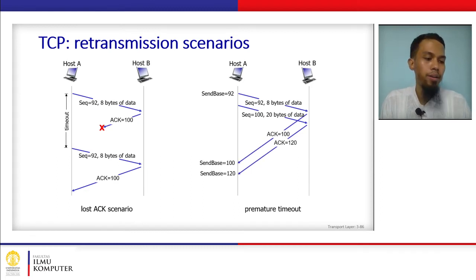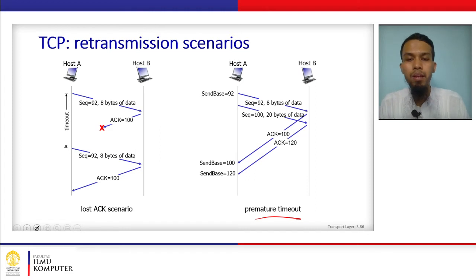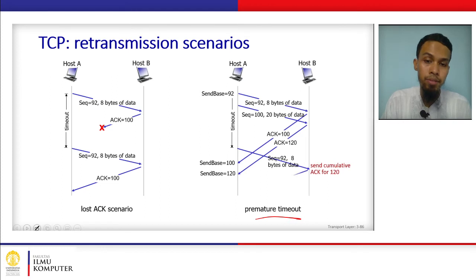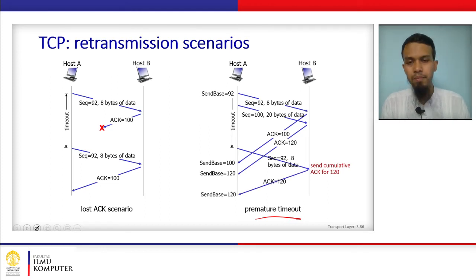Now this is the case of premature timeout. Basically, host A sends two segments to host B. Both segments arrive at host B, but they arrive after the timeout. That's why it is called the premature timeout.